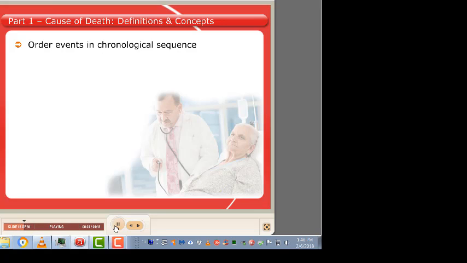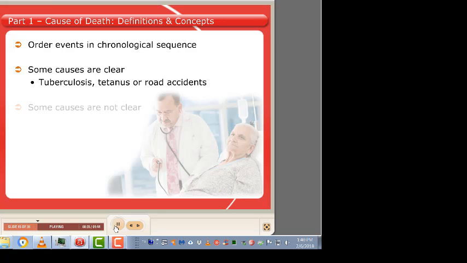As you do, it will be clear that many underlying causes of deaths are straightforward, such as tuberculosis, tetanus or road accidents. But in some cases, the underlying cause of death is not so easy to determine. For example, a diabetic suffers kidney failure, has a heart attack and dies. Which is the underlying cause?